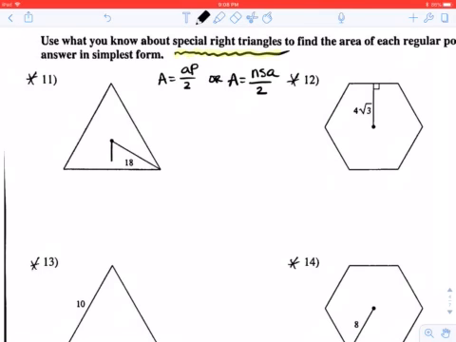So what we want to do is draw in the apothem like so, and that's what we're finding. Now, this is a 30, 60, 90 triangle, which I know to be true because I'm not just looking at it. We can't just assume. It's definitely for sure a 30, 60, 90 triangle, and let me tell you why.